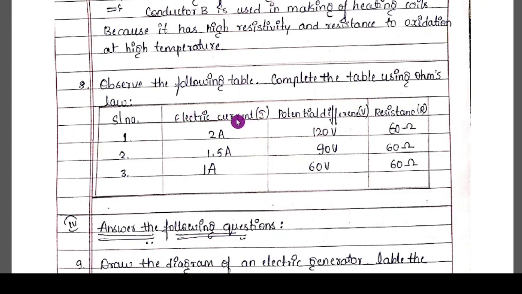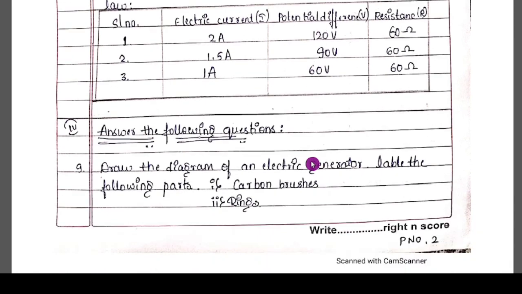Eighth question: observe the following table and complete the table using Ohm's law. Here children, the electric current is given, and here the potential difference. You know Ohm's law, V equals IR. By using that formula you can easily calculate potential difference, electric current and resistance. I have given the table, you practice.